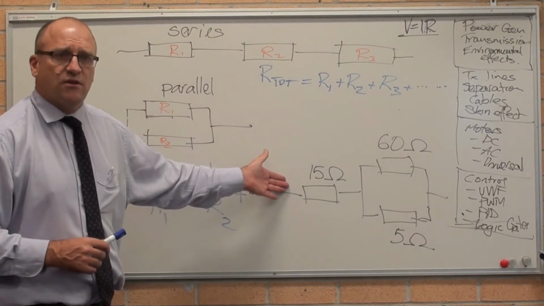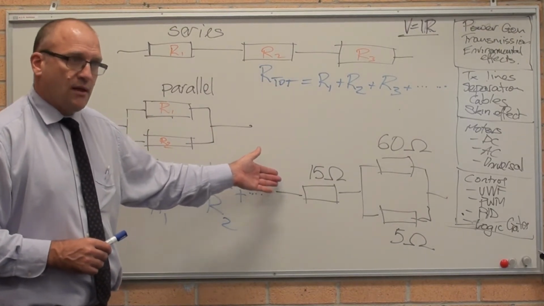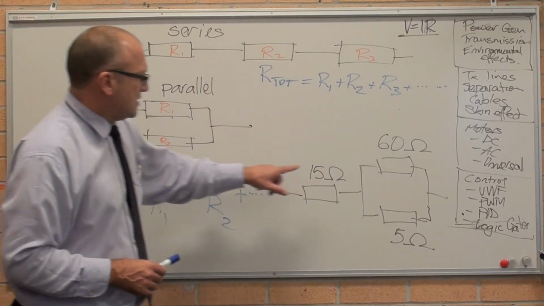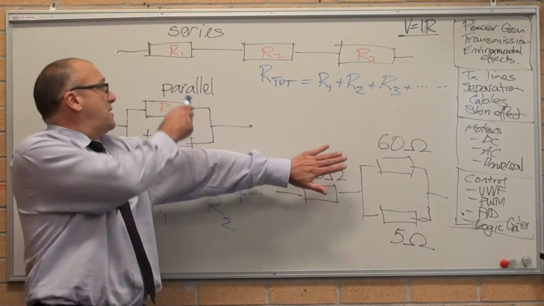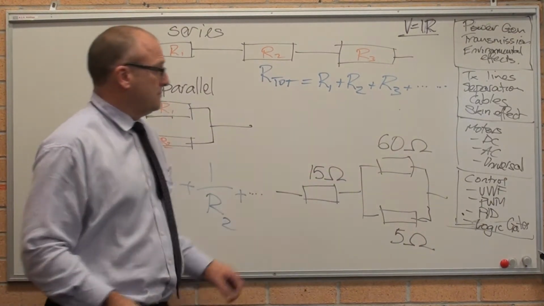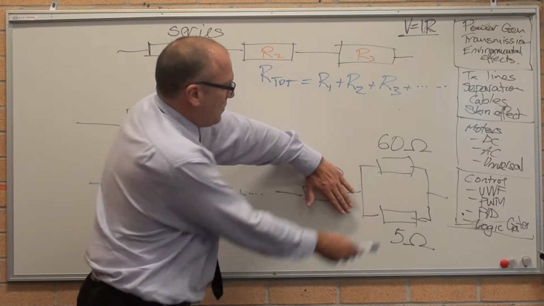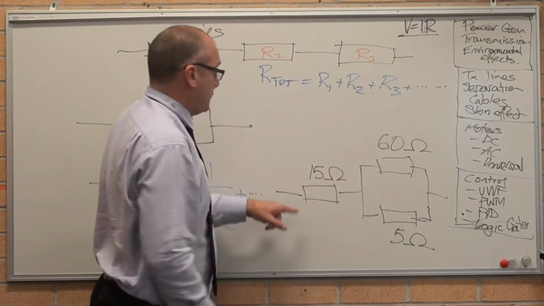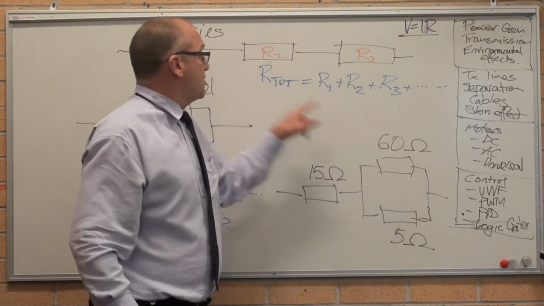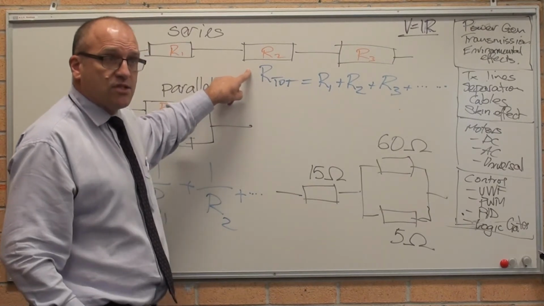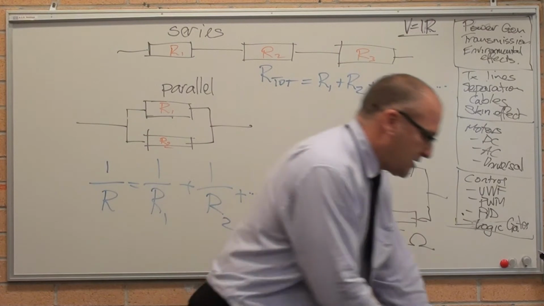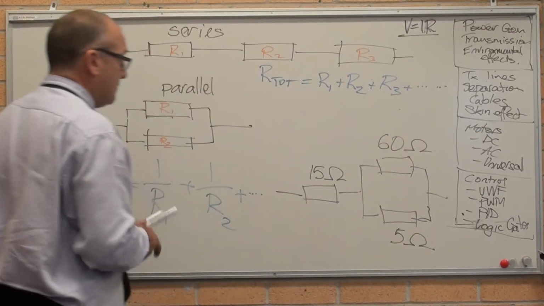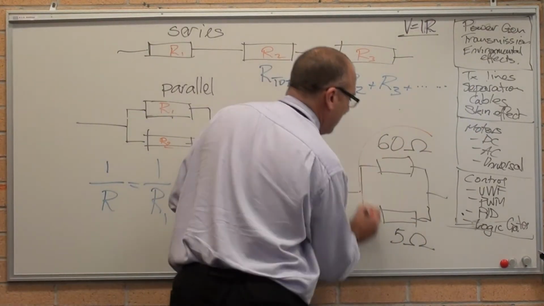Calculate the resistance of this. How do you do it? That right hand side there is parallel. So you calculate that one first, then you've just got one resistance plus a second resistance and you add them up as though they're in series. Make sense? Yeah. Okay, so let's just do that to calculate the resistance of this one.